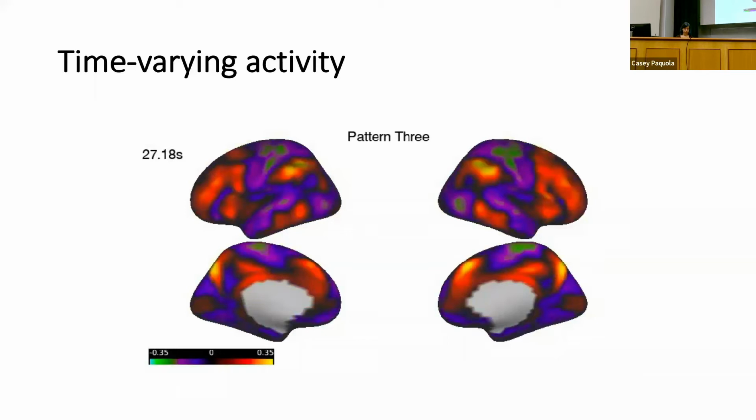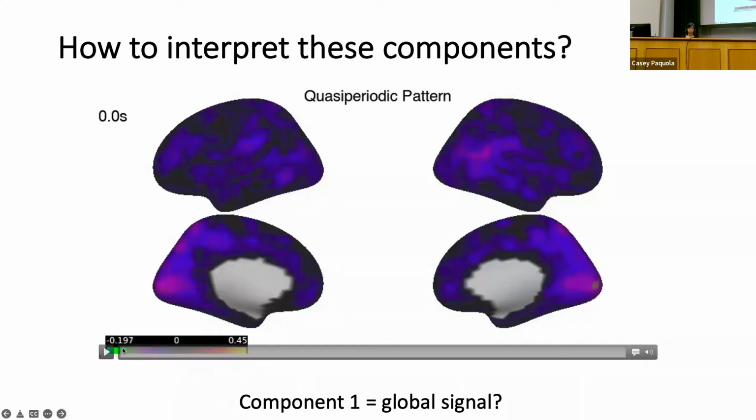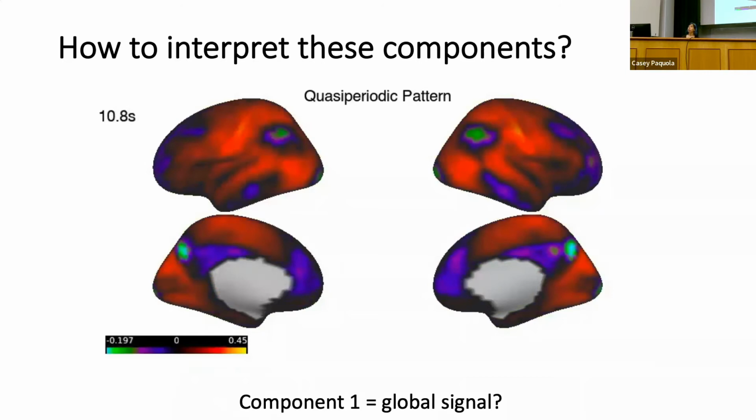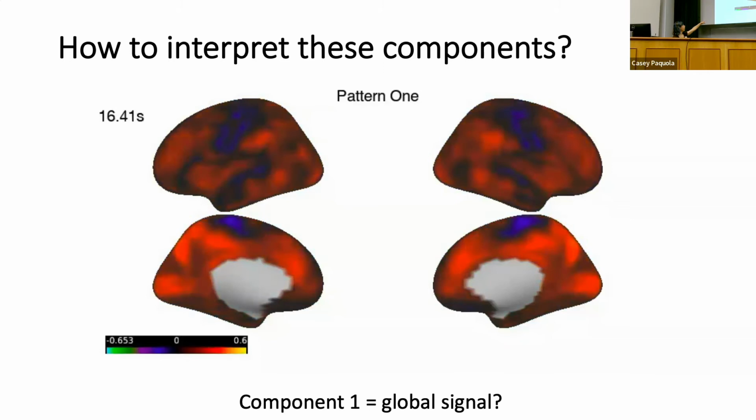Okay, so how do you interpret these, I think, is the question. The first one did not look exactly like QPPs, but it looks very similar to global signal. And we didn't do global signal regression on this data, so it's not surprising that that would be the primary component that we pull out first. So this is showing pattern one right now. That's the complex component one.